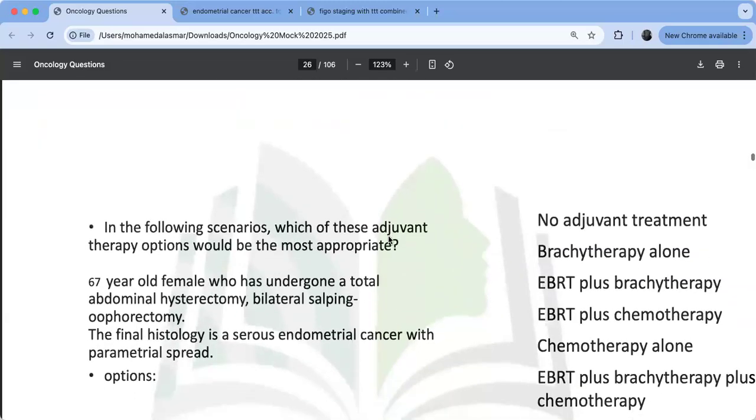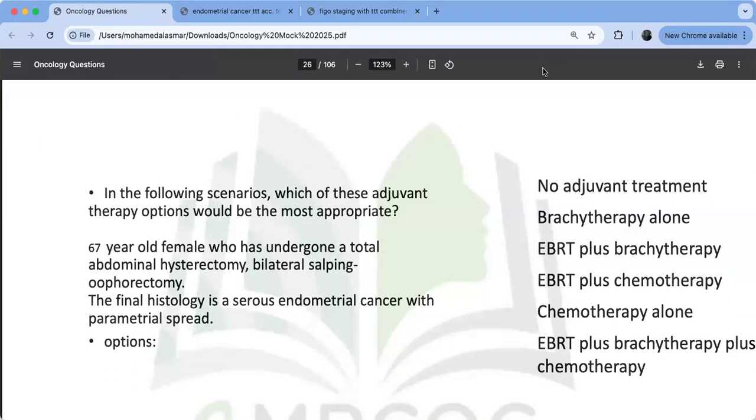Okay. For the following scenario, which of these adjuvant therapy options will be the most appropriate? A 67-year-old female, she underwent a total abdominal hysterectomy, bilateral salpingo-oophorectomy. The final histology is serous endometrial cancer with parametrial spread. So since there is parametrial spread, which stage is this? Parametrial spread.